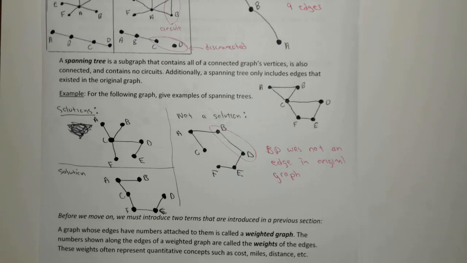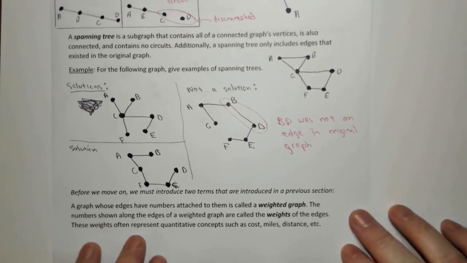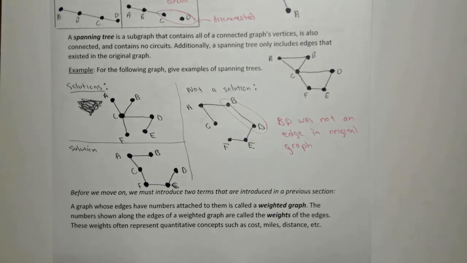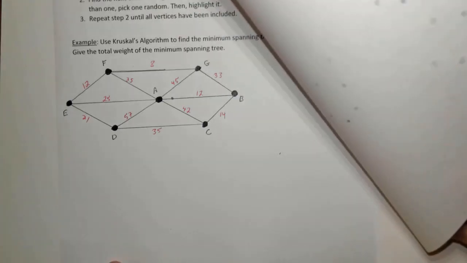Now, before we go on to the next idea, we have to understand what is meant by weighted graphs. If you watch some of the other videos, you've probably seen some examples of weighted graphs, but let's just revisit it. We have time. A graph whose edges have numbers attached to them is a weighted graph. Just so you understand, there's an example.